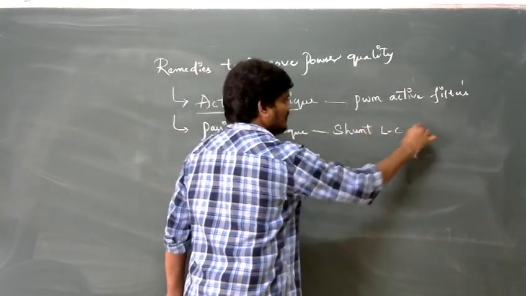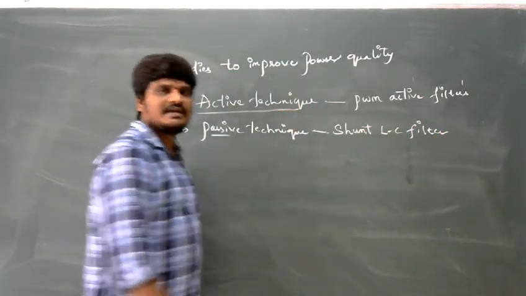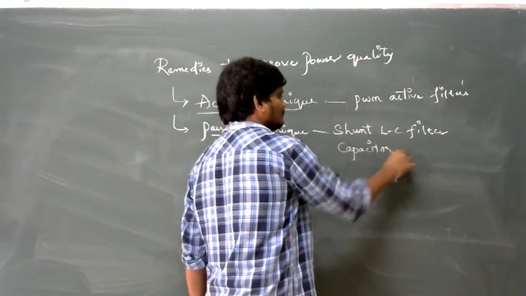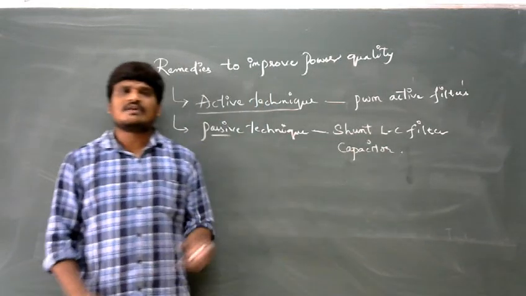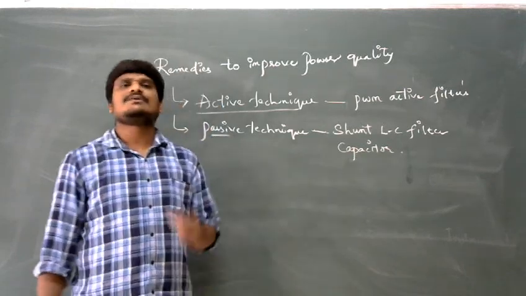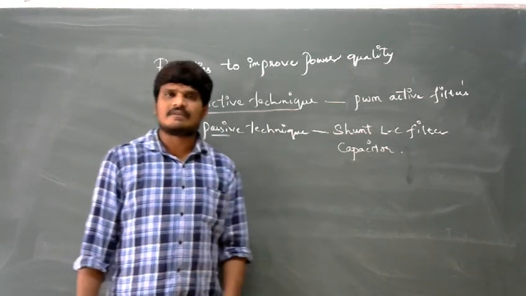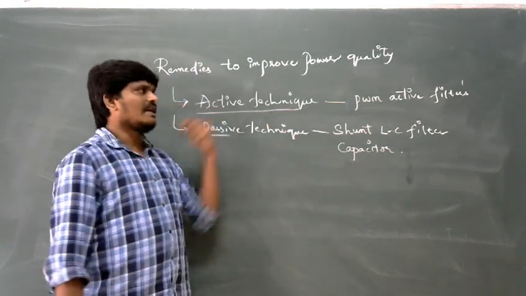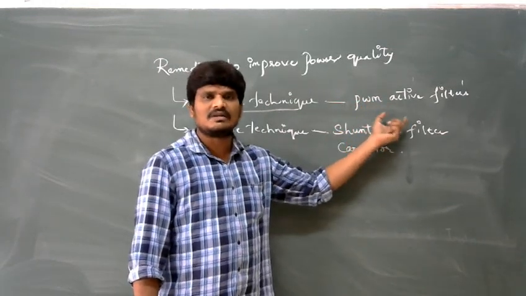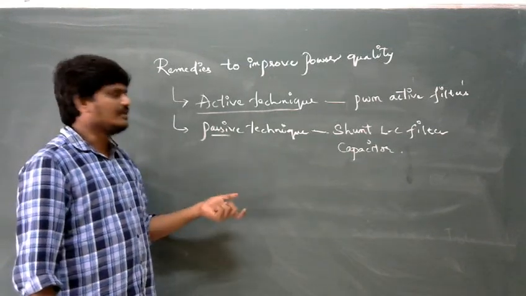Shunt inductive capacitive filters, and in order to improve the power factor correction, I can use a capacitor. So if I want to improve the power quality of a particular system, I need to use filters, either in the case of an active technique or a passive technique. In the case of an active technique, I need to use a PWM active filter, that is pulse width modulation active filters. If I want to improve the power quality by using a passive technique, I need to use what?